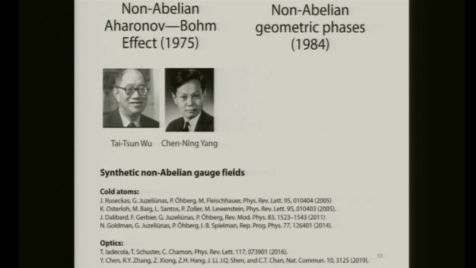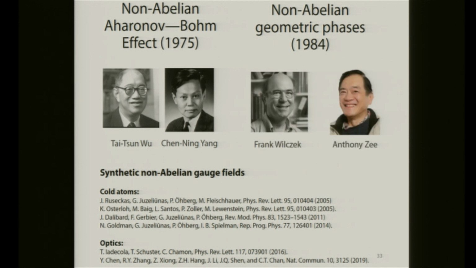what about the non-Abelian generalization of this Aharonov-Bohm effect? Actually, this was proposed by T.T. Wu, who is a Harvard professor actually, and by Yang Zhenning, and they proposed that the non-Abelian AB effect can be used to detect non-Abelian gauge fields, which was also interpreted later as the non-Abelian geometric phase by Wilczek and Zee. And more recently, people are getting more interested in synthetic ways to generate non-Abelian gauge fields in synthetic quantum materials such as cold atoms, and engineered systems such as optics.